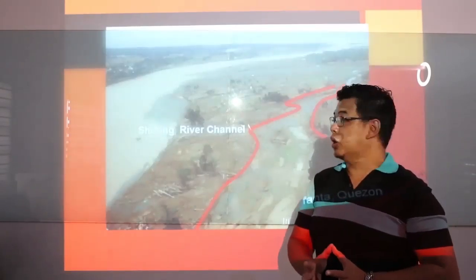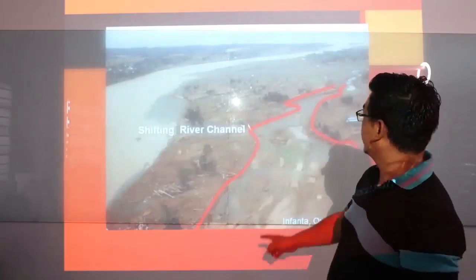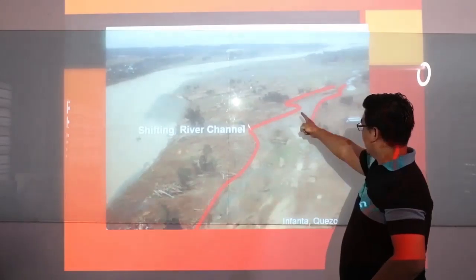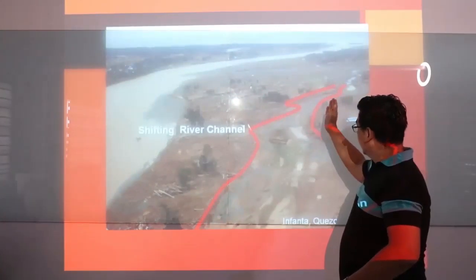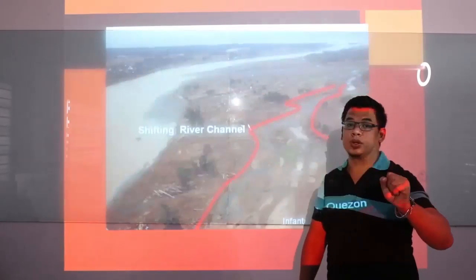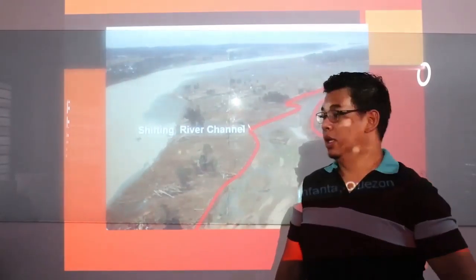Now, this is what we call shifting of river channels. This is the main river. The water tends to have a seepage on this side, forming another way for the bodies of water to accumulate. This is very dangerous for the community.